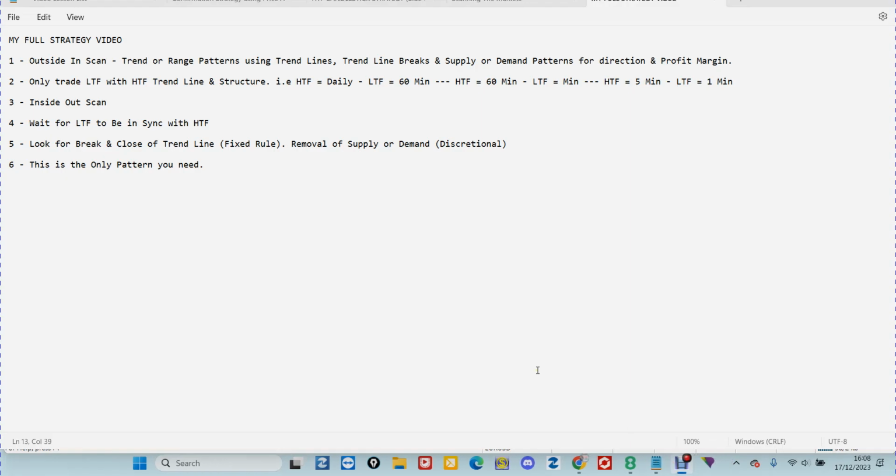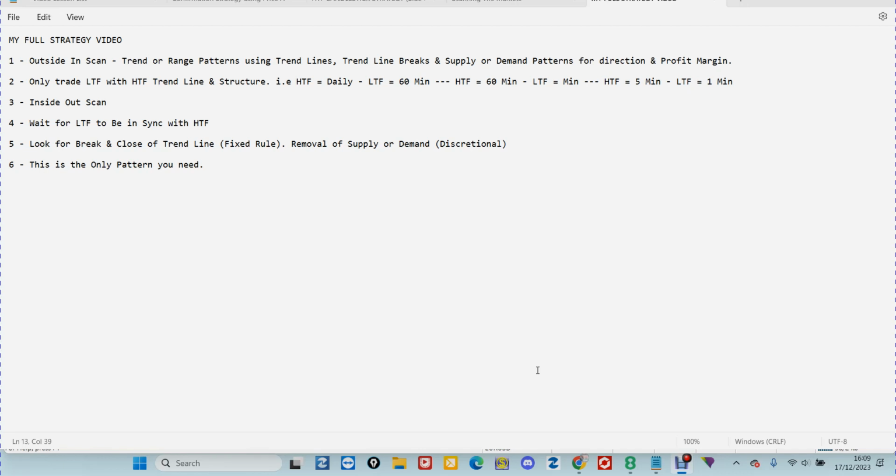I'm going to do this in parts and keep the videos short and sweet, but this is a reference to how I am searching for the optimal trading time frames and patterns and the entry techniques that we need to use. So I'm going to start with an outside in approach. So we're going to scan from the higher time frame to the lower time frame.